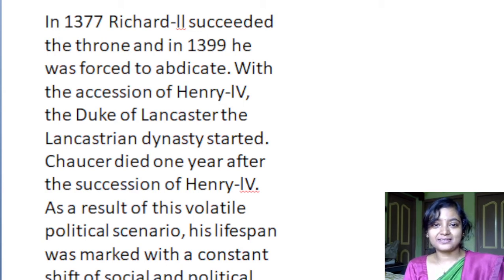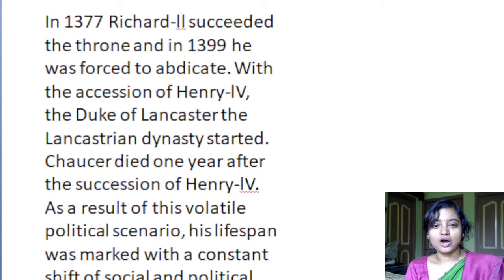With the accession of Henry IV, the Duke of Lancaster, the Lancastrian dynasty started. Chaucer died 1 year after the succession of Henry IV.